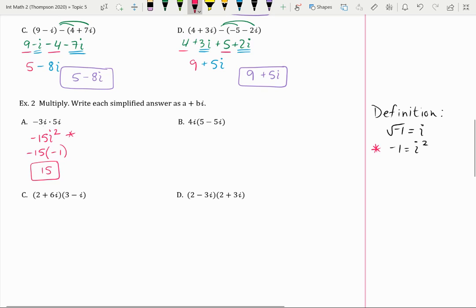All right, B. This is a distribution problem, so I have a 4i in front. And I'm going to multiply through to each term in the parentheses. So 4i times 5. 4 times 5 is 20, and I have an i. 4i times negative 5i. 4 times negative 5 is negative 20. i times i is i squared. Oh, there's that i squared again. I will never leave it as i squared. I always substitute in the negative 1.